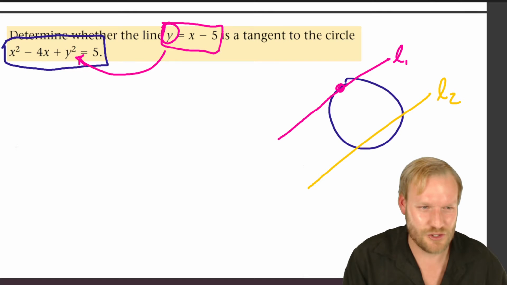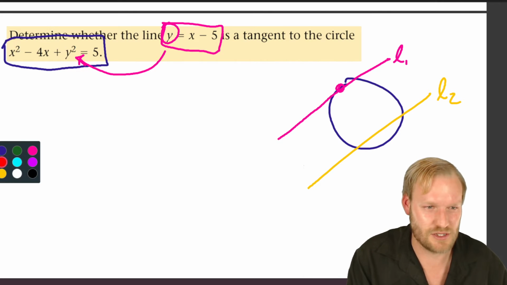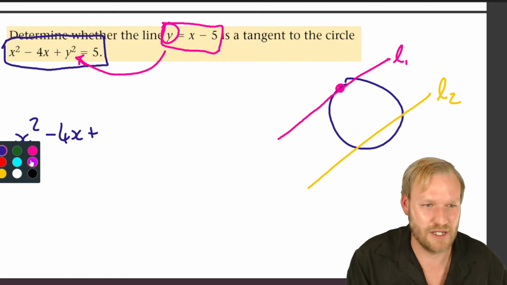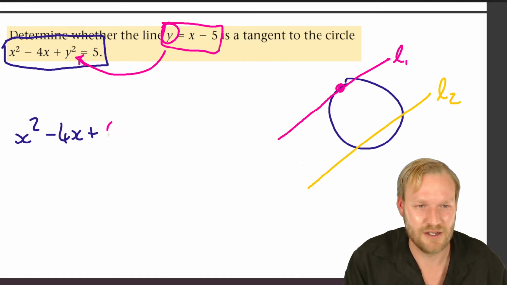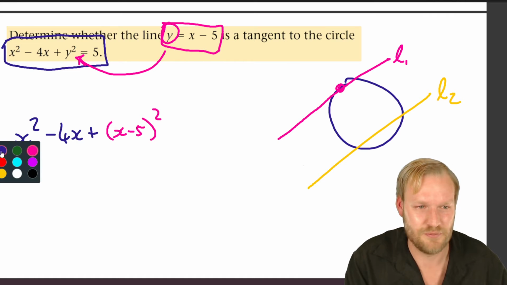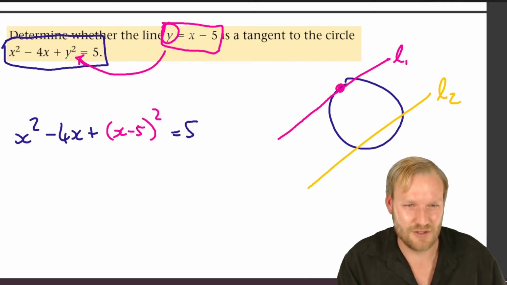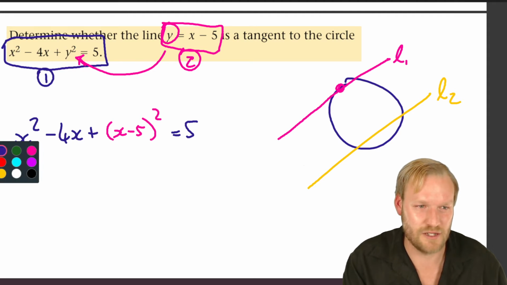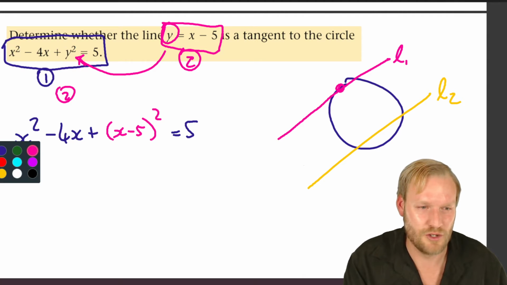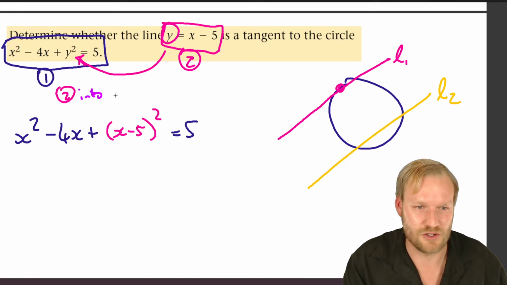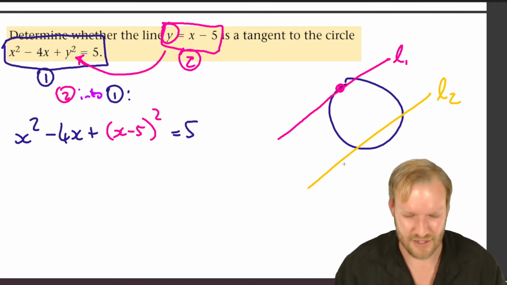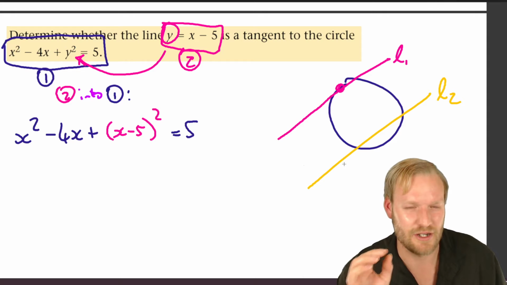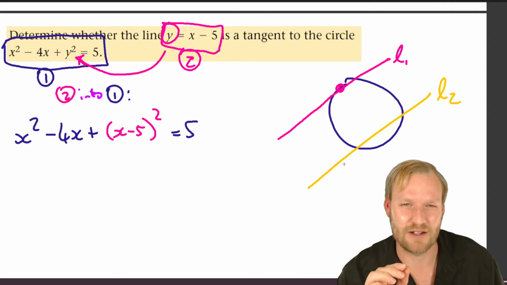So once we've substituted this in, let's show that step. We've got our x squared minus 4x plus y squared, but now y is (x minus 5) squared, and we're going to go equals 5. So we've taken this equation here, maybe we called that one 2, and we called this equation 1, and we wrote we're going to put 2 into equation 1. Maybe we were kind enough to write that, but maybe we weren't, so be it. Now, if we solve this equation, we're going to get value or values of x.